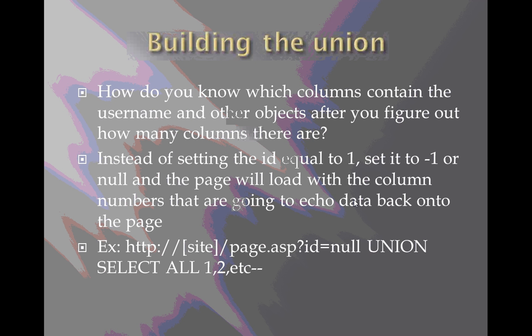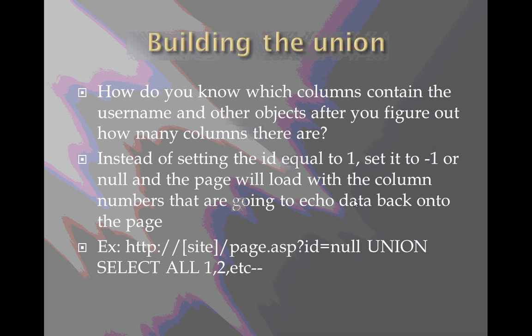So, building the union for the union statements. How do you know which column contains the username and other objects after you figure out how many columns there are? Well, I figured out, according to Joseph, if you put in -1 or null and then do the search, the page will load with whatever column numbers are going to echo back data onto the page.